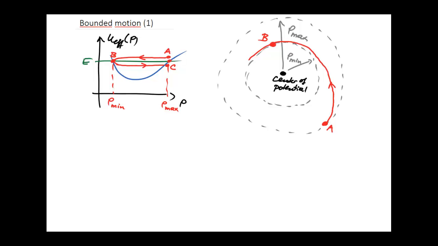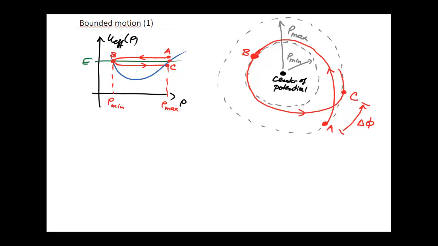But it doesn't have to be the same point A. The point where it touches the outer circle again, that is our point C, and that can be displaced with respect to A. And it's displaced by an angle which I call delta phi. This angle is only specified, of course, modulo multiples of 2 pi.